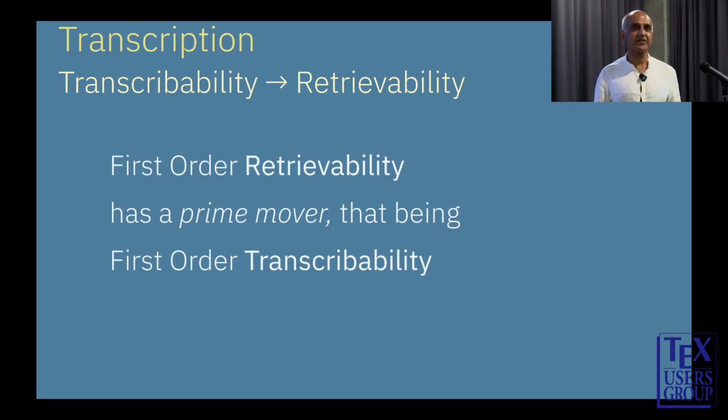Corey can tell us if I'm still within bounds of using prime mover in the classic Aristotelian sense. Without transcribability, retrievability is wishful thinking. It does not happen automatically. So this is what I call a transcription surface.